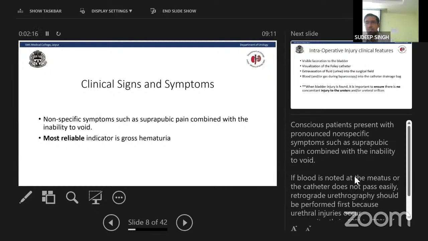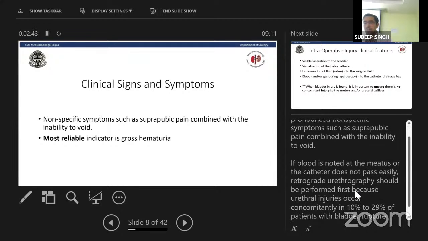So conscious patients present with pronounced non-specific symptoms like suprapubic pain combined with the inability to void. If blood is noted at the meatus and the catheter does not pass easily, we may go for a single, gentle catheterization attempt. But if it does not pass easily, we can go for an RGU to rule out urethral injury. But in the clinical setting, this may not be feasible most of the time. So the most reliable indicator is gross hematuria.